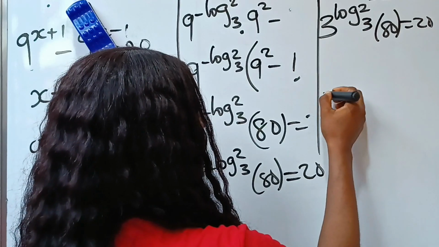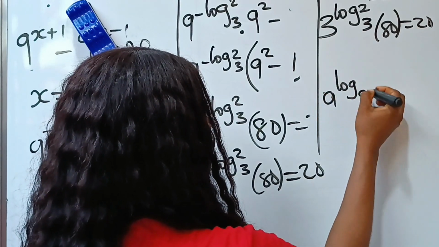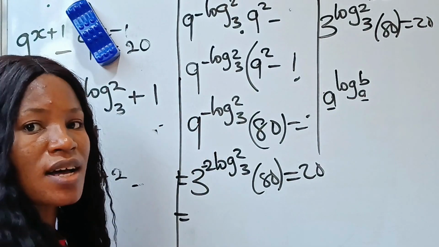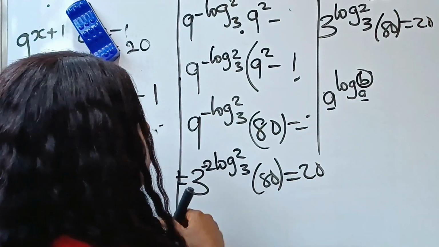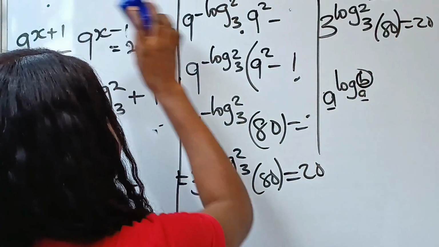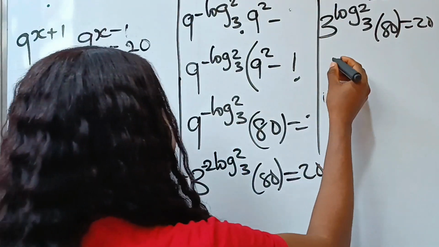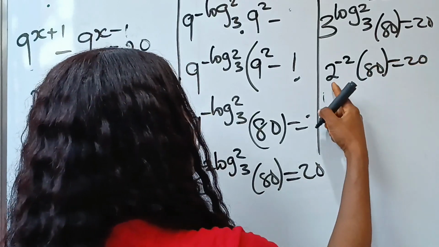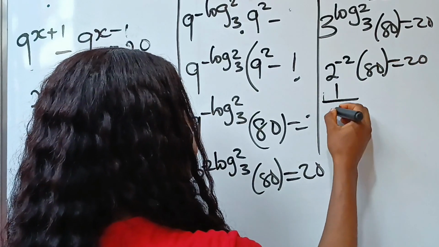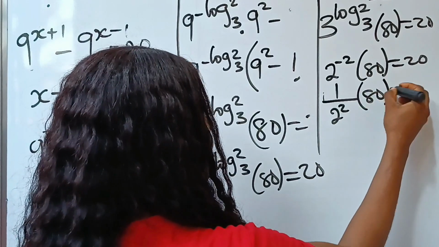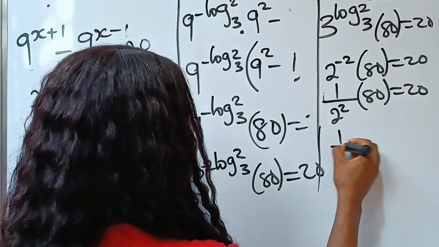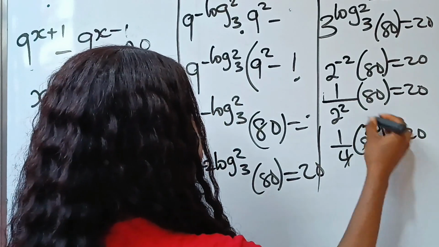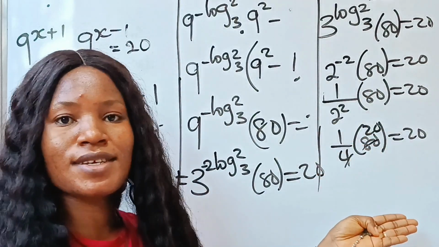Now when you have a raised to the power of log b base a, once this base and this base are the same, the answer is b. So that means the answer for the whole of this is 2 to the power of minus 2, right? So we have 2 to the power of minus 2 multiplied by 80 is equal to 20. And 2 to the power of minus 2 is the same thing as 1 over 2 squared multiplied by 80 is equal to 20. So this 1 over 4 multiplied by 80 is equal to 20. This goes into this to give us 20, and you can see that 20 is equal to 20.